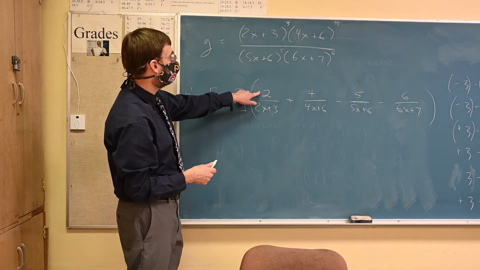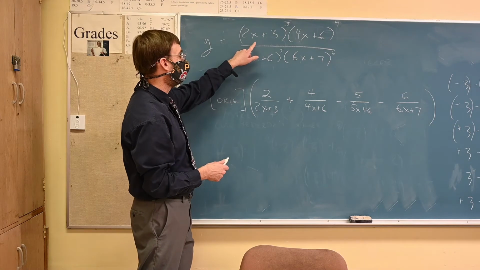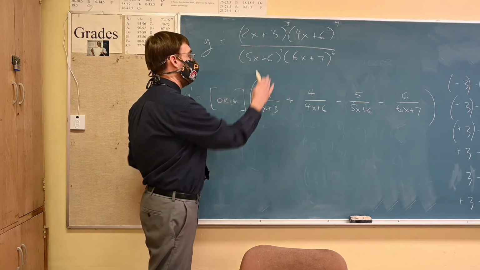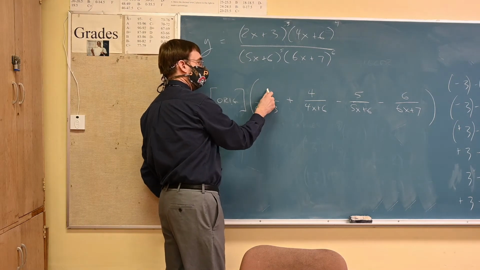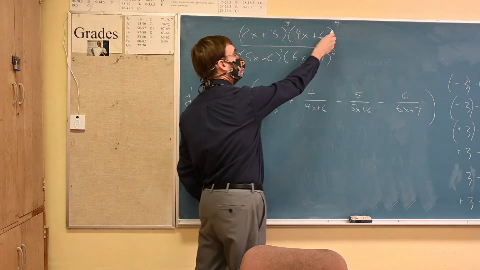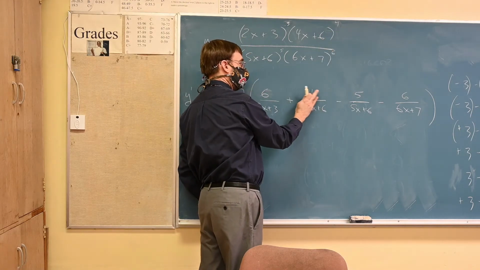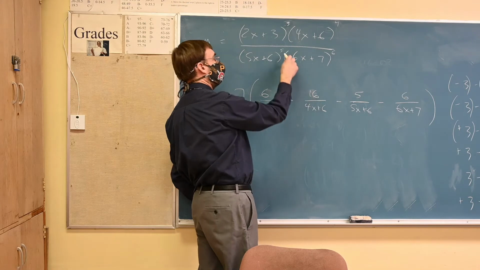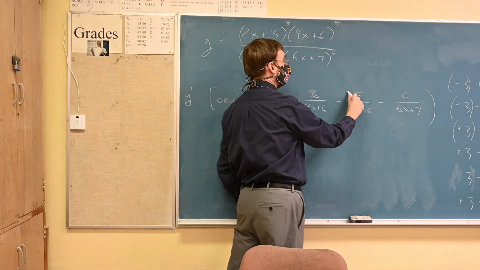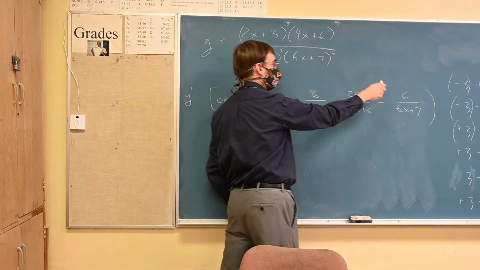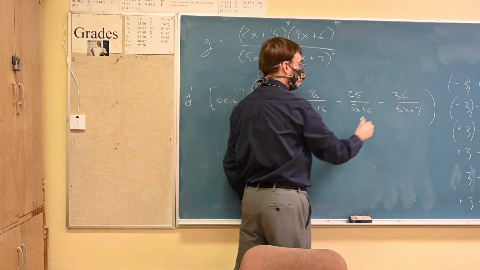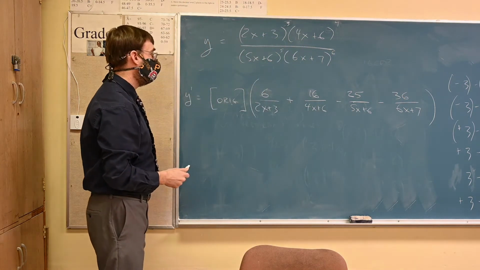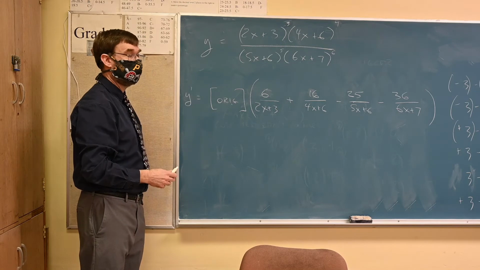Only a temporary 2, because who else needs to be accounted for? The 3. The 3 would make that 2 a 6. This 4 would make this 4 a 16. The 5 makes our 5, 25. 6 makes the 6, 36. And then in most cases, I'd call it a day.